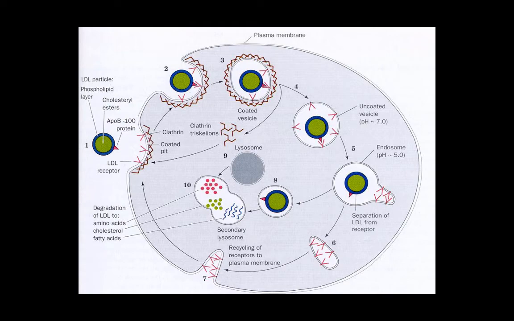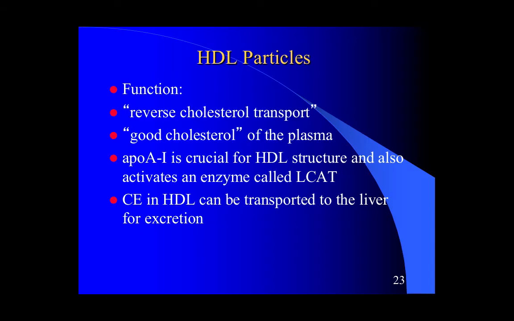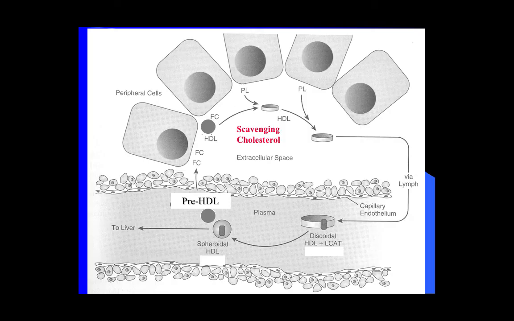Let's go to the good guy, the HDL cholesterol. So HDL particles, right? They perform what's known as reverse cholesterol transport. So it's considered the good cholesterol of the plasma because HDL is taking cholesterol from extrahepatic tissues to the liver for excretion. And they have a protein called ApoA1, and that's crucial for HDL structure, and also activates an enzyme called LCAT. And the cholesterol ester in HDL can be transported to the liver for excretion. I'll go through that process right here.